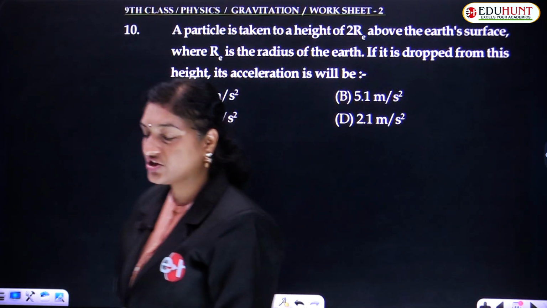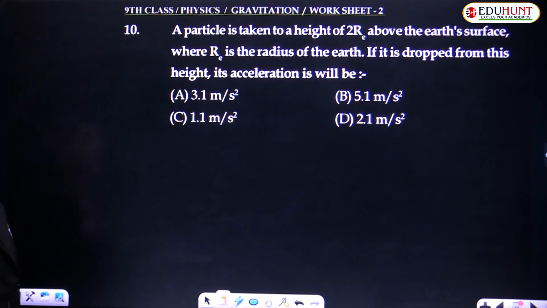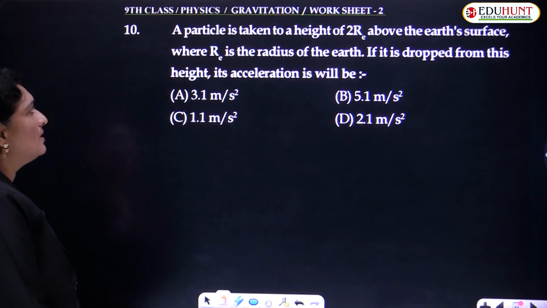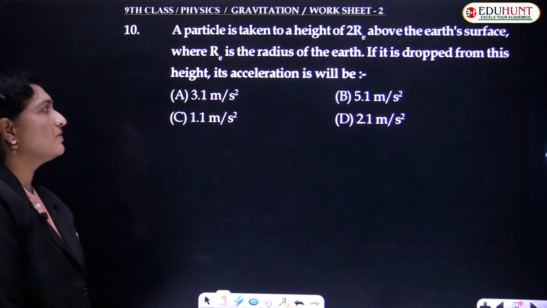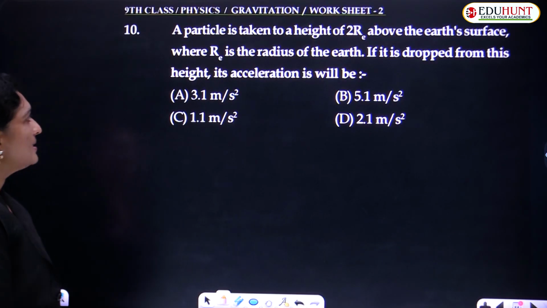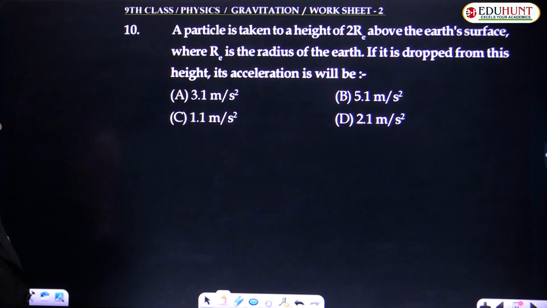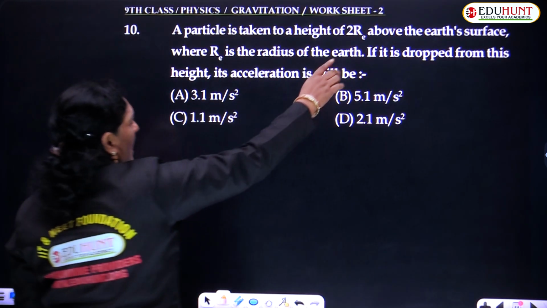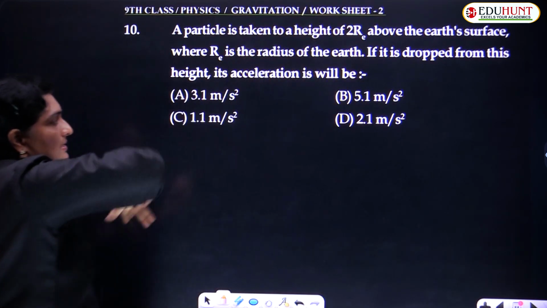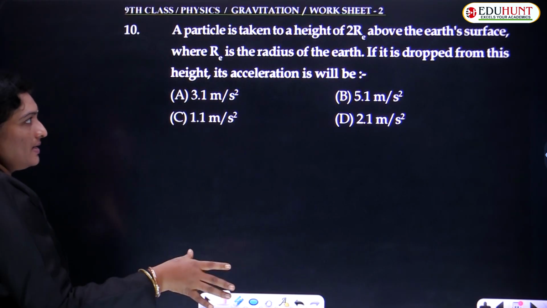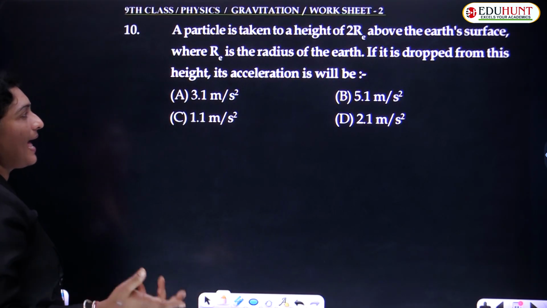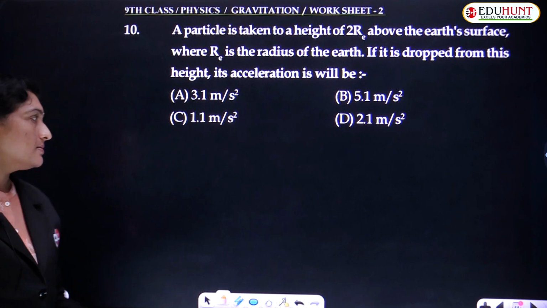Moving ahead with the 10th question, children. A particle is taken to a height of 2r above the earth's surface, where r is the radius of the earth. If it is dropped from this height, its acceleration will be? So what is given? The height is 2 times the radius r above the surface of the earth. Same case, children.